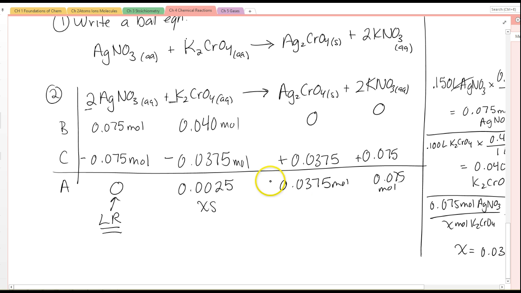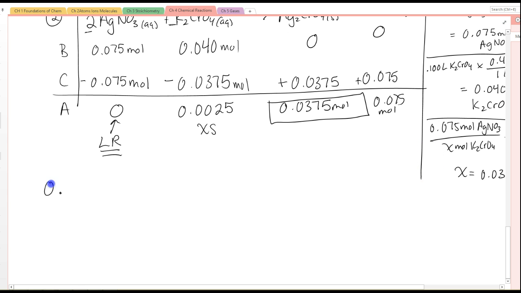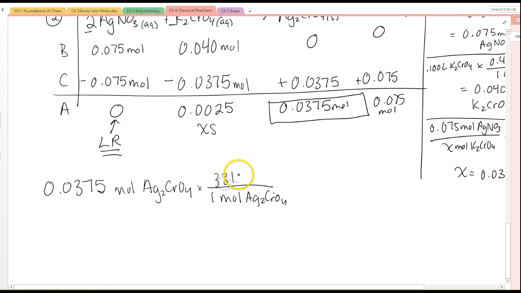What I care about is the 0.0375 moles of silver chromate because I've asked how many grams of silver chromate will be precipitated. So my final step in this is to take that 0.0375, and notice I've gone out past the number of sig figs I need because I'm just carrying out some extra figures until I round at the very end. Moles of silver chromate, and then I'm going to turn that into grams of silver chromate. That's 331.74 grams of silver chromate, which gives me a total of 12.4 grams silver chromate produced.